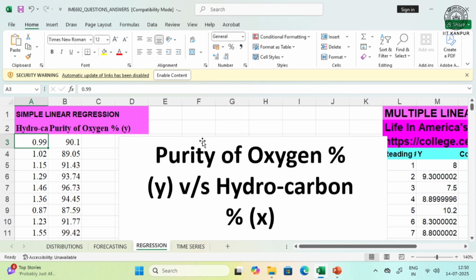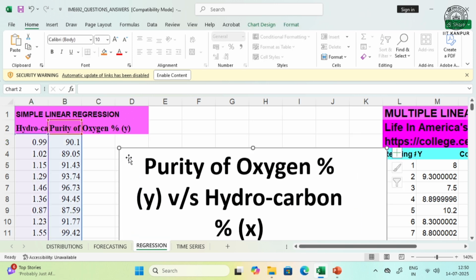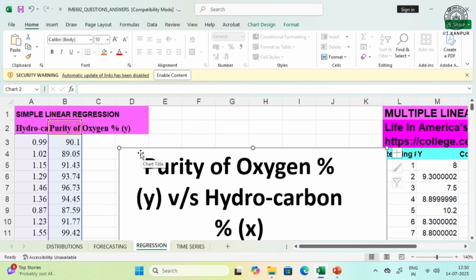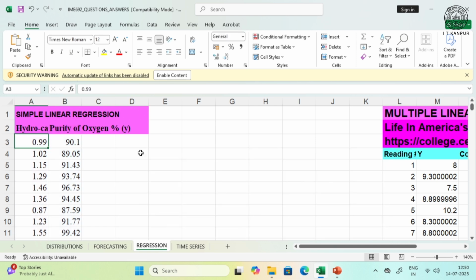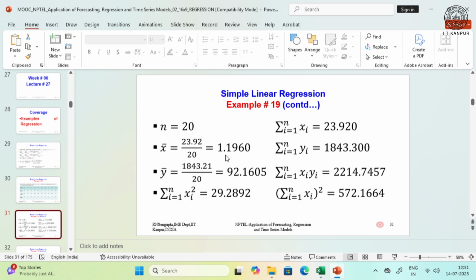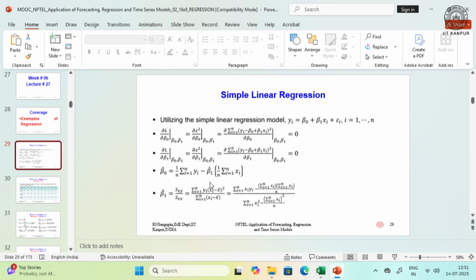Now I need to do the calculation. For the time being I will erase this graph, because the graph will come up later on. So, what is the equation we have? We have n equal to 20. Beta naught hat is equal to the average value of y, which is the summation of yi divided by n, minus beta 1 hat multiplied by the average value of x. The average of y is y bar, and the average of x is x bar.